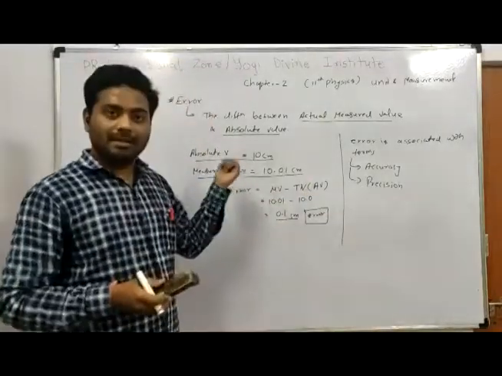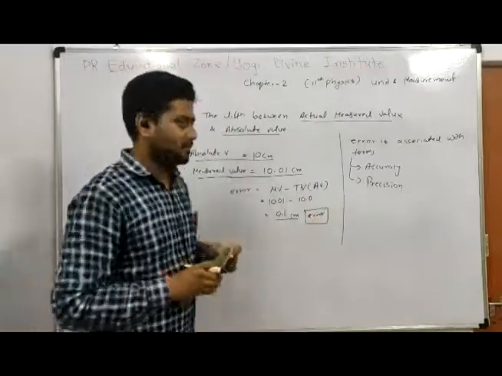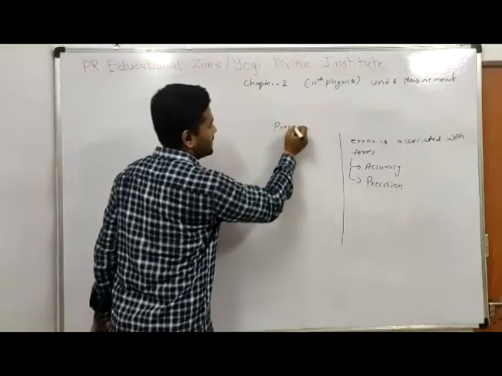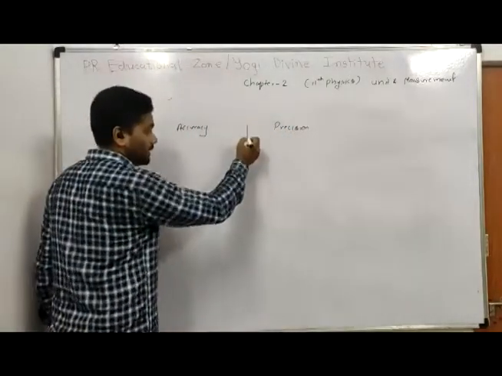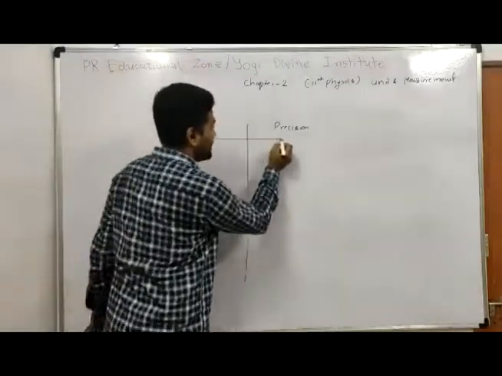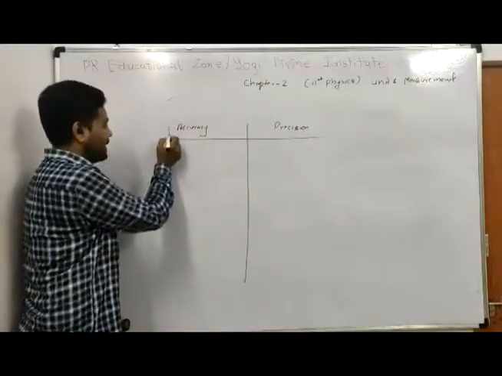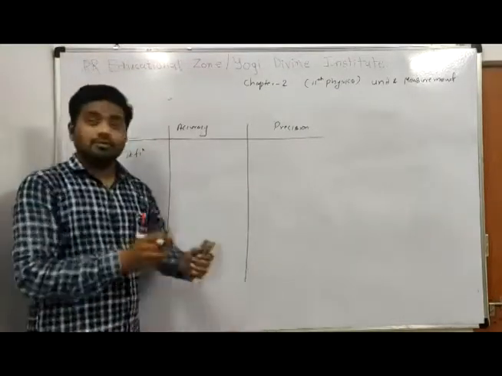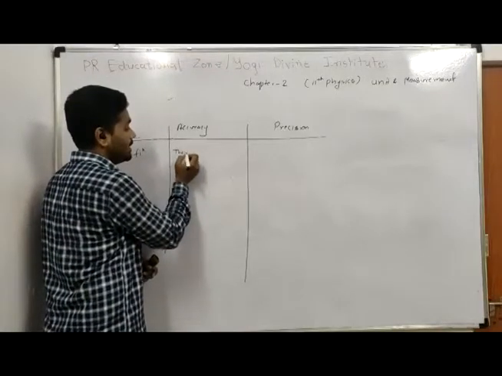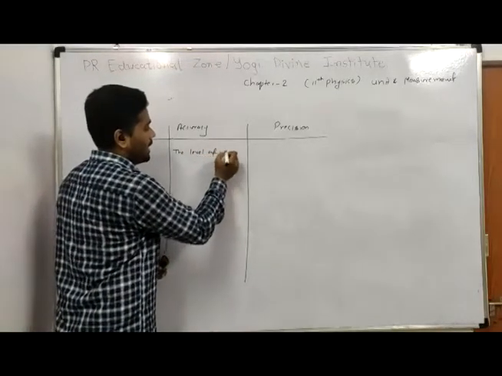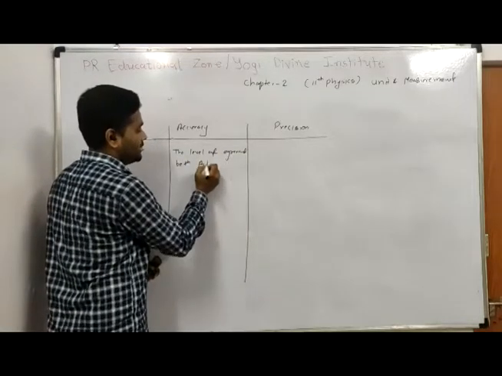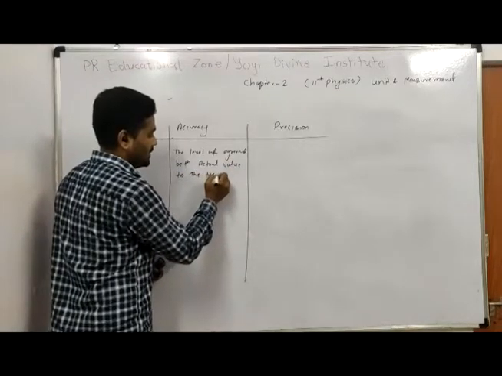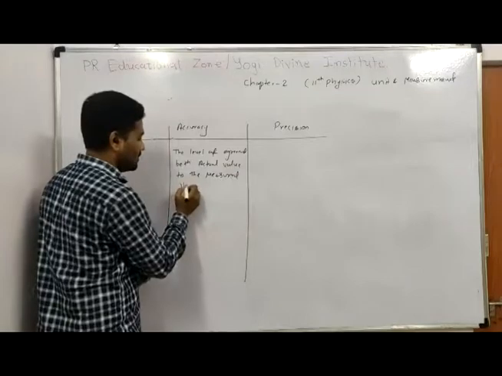So first of all, make a table over here which can define accuracy and precision. Here the accuracy will be there and the second term precision will be there. The first parameter that we are going to discuss is the definition. What is the definition of accuracy? The level of agreement between the actual value and the measured value.